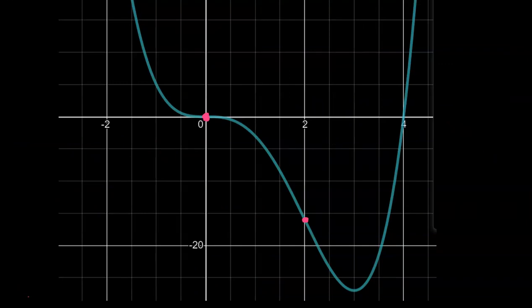Before we move on, let's take a quick peek at the actual graph. We said there would be a point of inflection at 0, 0, and another one at 2, -16. So that does appear to be the case. Visually, we can see that the function is concave upward in the interval from -infinity to 0, and then it turns and becomes concave downward from 0 to 2, and then it shifts again and becomes concave upward from 2 to infinity.